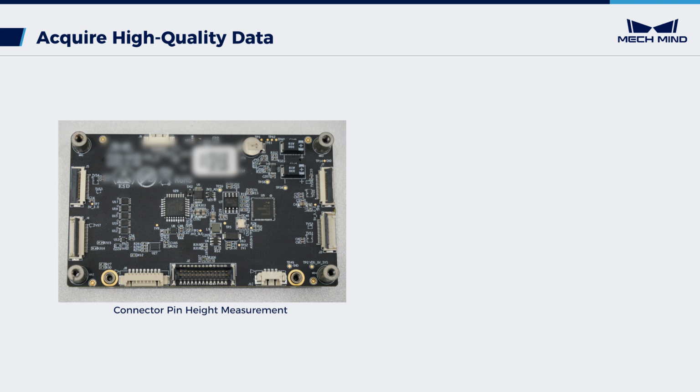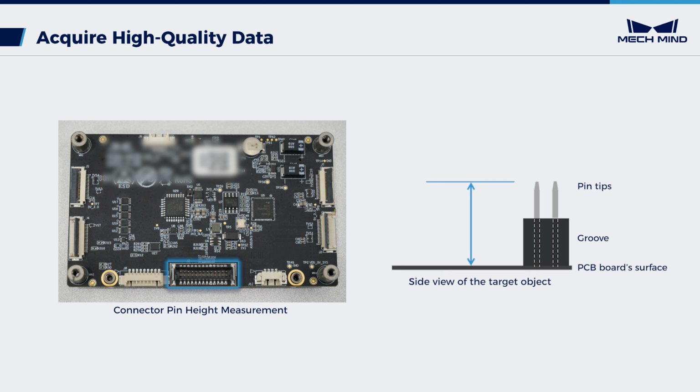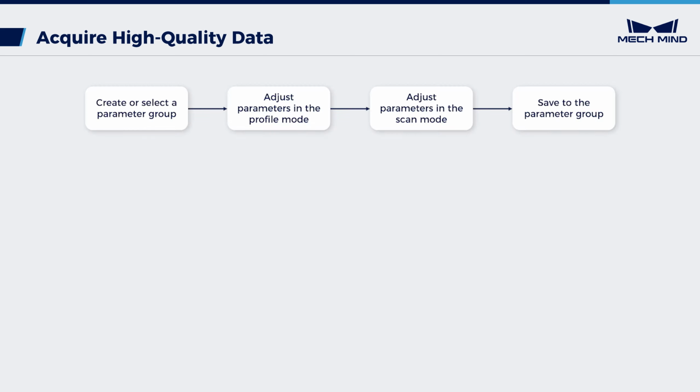This video will demonstrate the parameter adjustment process by measuring the connector pin height. The objective is to measure the distance from the pin tips to the surface of the PCB board. Next, let's proceed with the basic process.